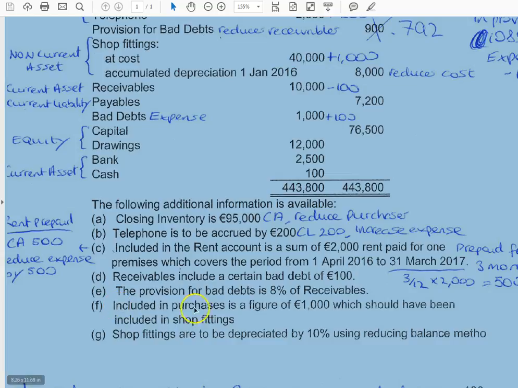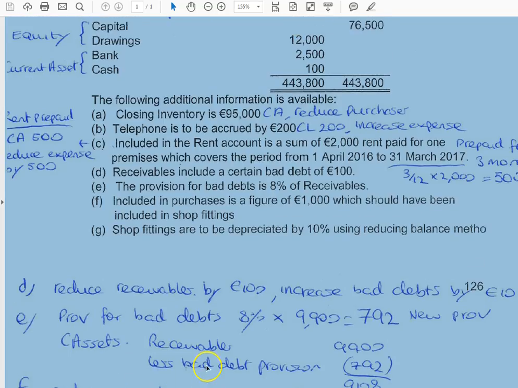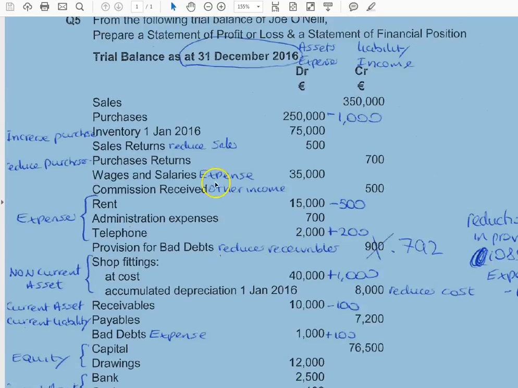Here we have note F, included in purchases, a figure of 1,000, which should have been included in shop fittings. So we just reduce purchases and increase fittings. Reduce purchases by 1,000, so purchases is going to be 249,000. And fittings, it's important you increase the cost, not the cumulative depreciation, so 40 plus 1. Our shop fittings now will be 41,000 cost.